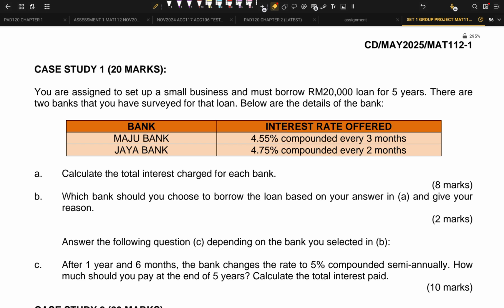Hello everyone, my name is Nurbalkicha Ilham and I will be explaining case study 1C. After 1 year and 6 months, the bank changed the rate to 5% compounded semi-annually. How much should you pay at the end of 5 years? Calculate the total interest paid.